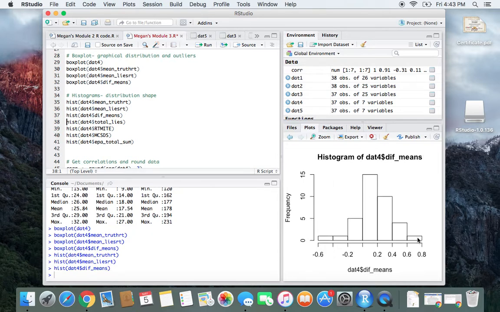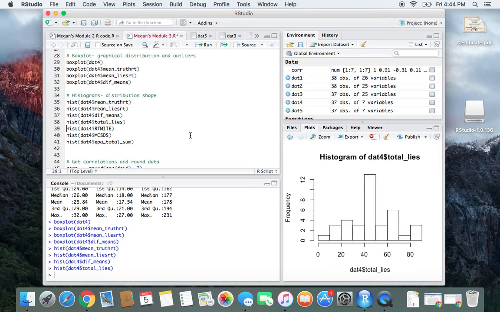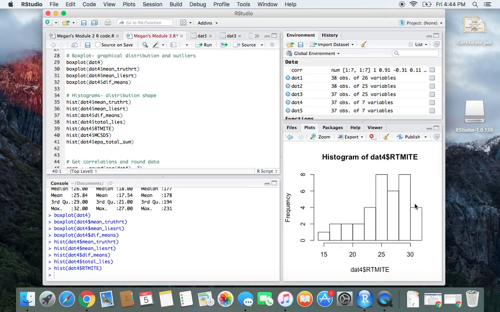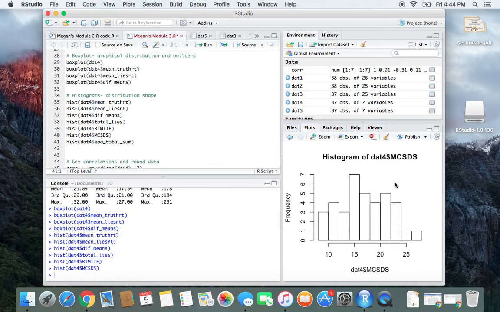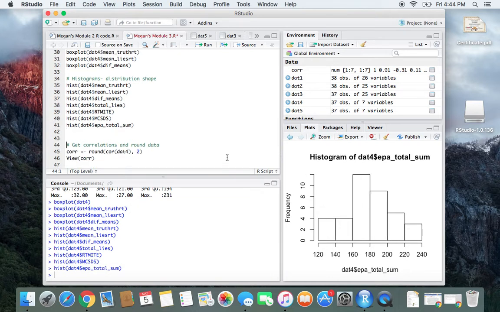We can see that the difference between means is fairly normal, which is great, because even more so than singularly lie or truth reaction time, this is important to our data. We can look at the total lies, which is also fairly normal. Empathy scale, which is a little skewed to the right, and the social desirability scale, which is kind of weird. And then the EPA total sum, which is fairly normal, so that's a good thing too.